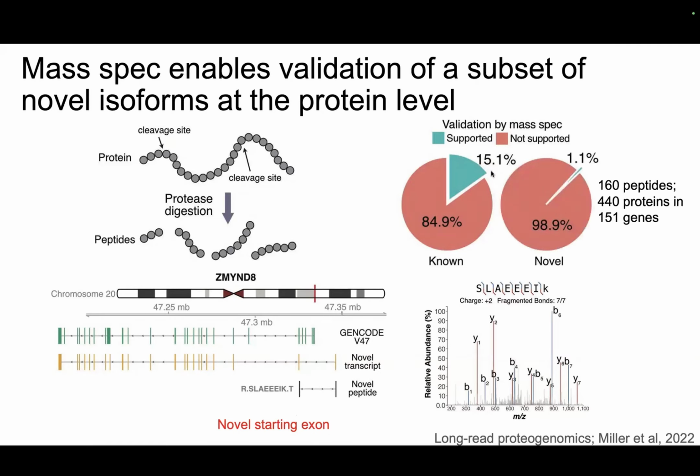And correspondingly, 1.1% of all possible novel peptides are validated in our mass spec data. So that 1.1% corresponds to 160 peptides, corresponding to 440 proteins and 151 genes. This may or may not sound like a large number to you, but this number of 160 peptides is comparable to recent papers that have tried to do a similar strategy of using mass spec to validate the translation of novel isoforms discovered in long-read RNA-seq data.